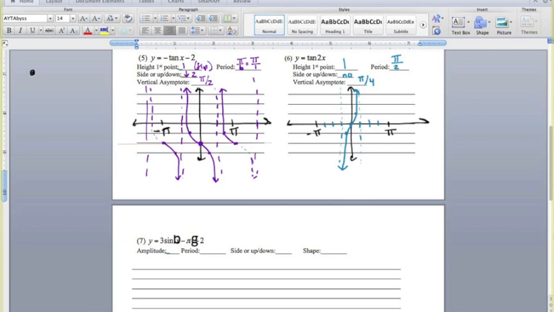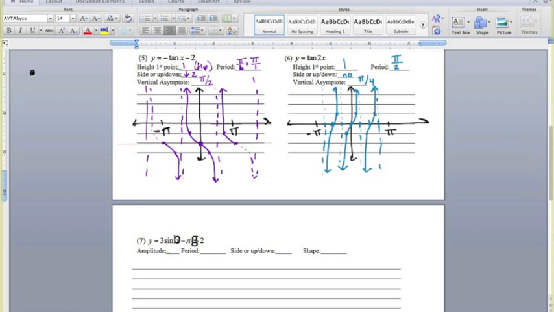The width of a period on this one is pi halves. If each of those marks represents a fourth, 2 fourths is a half. So I want to go over 2 of those markings to make another asymptote. And do the same 3 points. You could also do the same thing going backwards, 2. And making the same 3 points.